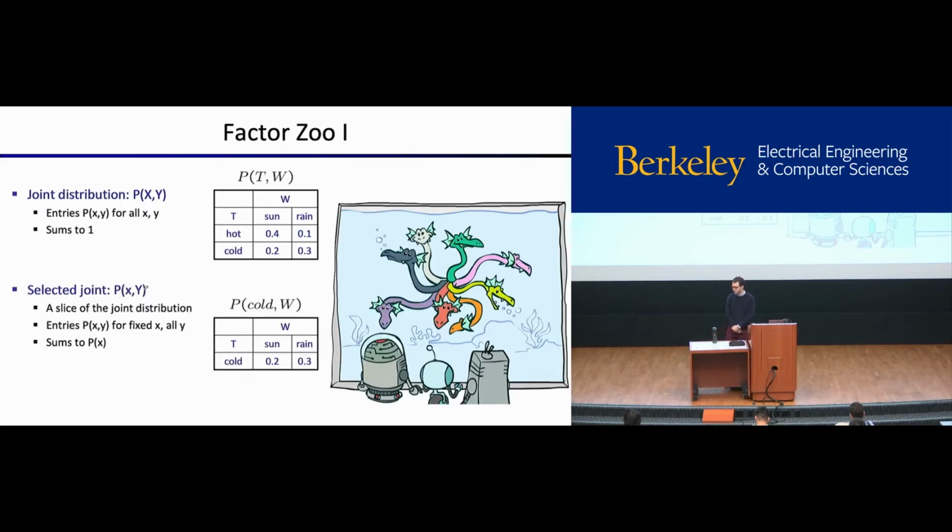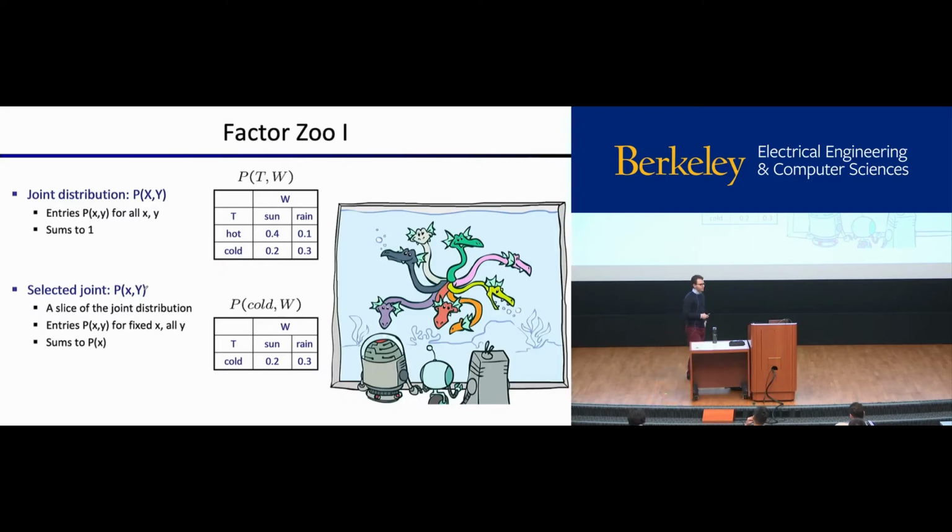Another type of factor is a lowercase letter followed by a capital letter. What this means is, for the lowercase letter, we want a particular value of x, and we want all the values of y. So in the same situation, cold would be the particular temperature that we're looking at, and we still want to know all the different types of weather. So sun and rain, again, those are the only two types of weather. So we have this table, and notice that this table is just a slice of this table. It's the bottom row.